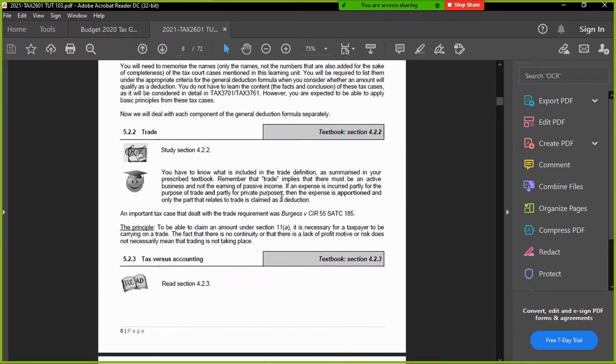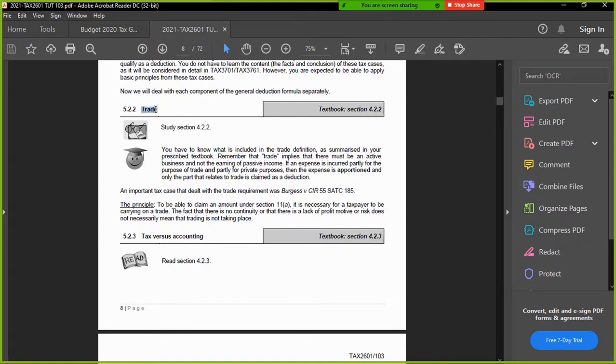Yes. Okay, we spoke about trade. Okay, what determines or constitutes trade? In other words, business. Right, the principle here. See, there's that case, Burgers. Okay, they've obviously given you a bit more information here. I've summarized it in the notes. Here they said to be able to claim an amount under Section 11A, it is necessary for a taxpayer to be carrying on a trade.